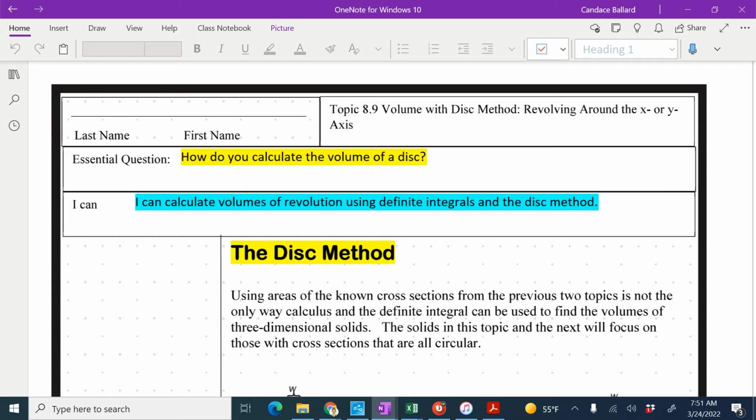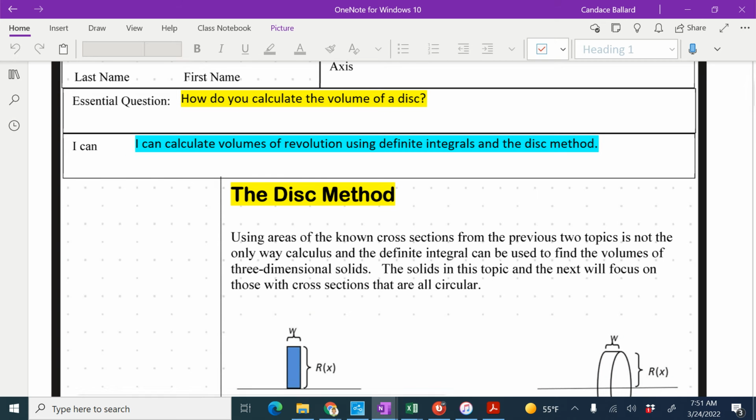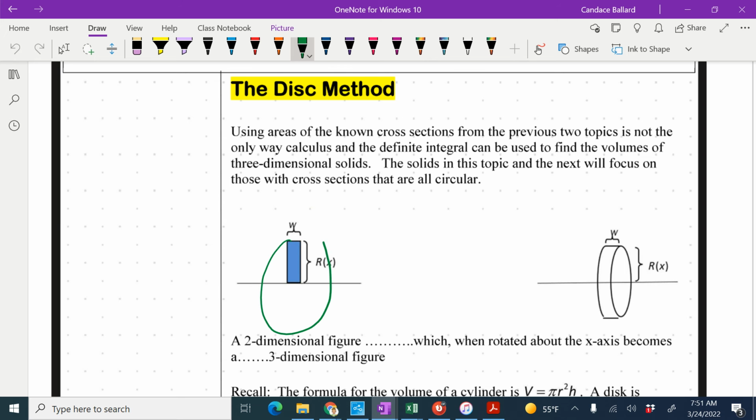So the disk method is, if we're using areas of the known cross sections from the previous two topics, is not the only way calculus and the definite integral can be used to find the volumes of three-dimensional solids. The solids in this topic and the next will focus on those with cross sections that are all circular. So yesterday we talked about cross sections that were triangular or rectangular or half a circle, a semicircle, or even a square. And the solid grew out of the base that was the top minus bottom part. So we can actually have a solid grow out of a rectangle that we revolve around an axis. And you can see that it makes a disk.